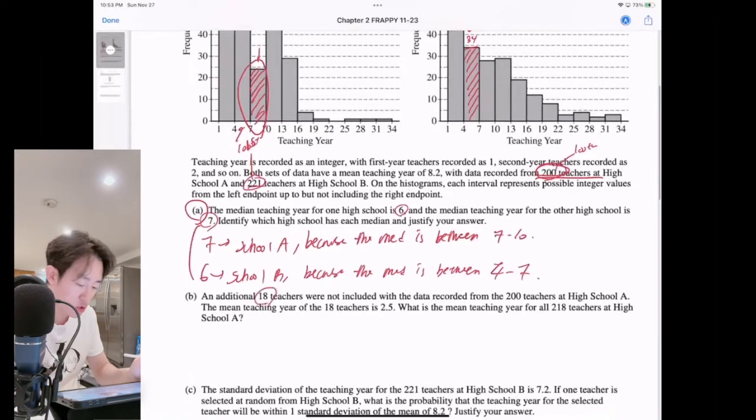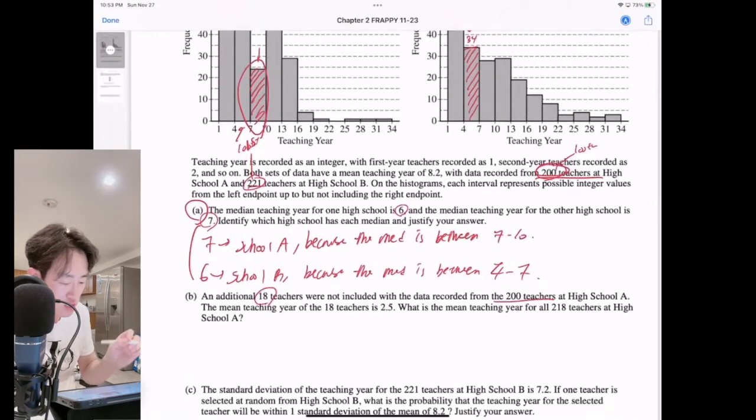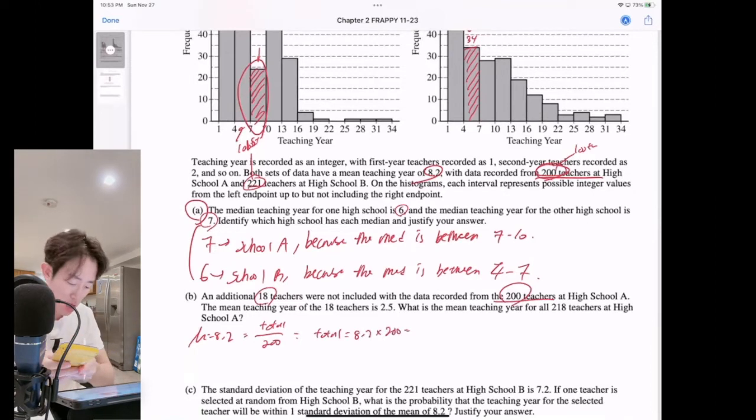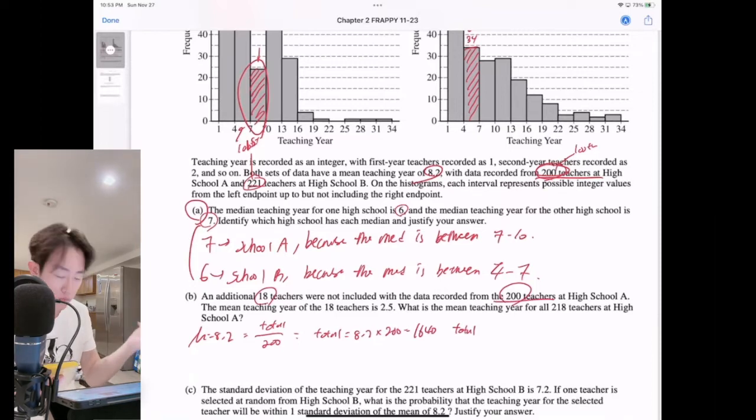An additional 18 teachers were not included in the data set from the 200 teachers. Now, the good news is that they give you that the mean is 8.2. So if the mean was 8.2 for all these 200 teachers, what you can do is this is the total over 200 because it's the addition of everything divided by how many numbers there were. So if you were to figure out what the total is, that would be 8.2 times 200, which using my calculator here would give me 1640 for the total years spent at school for the teaching years by the teachers.